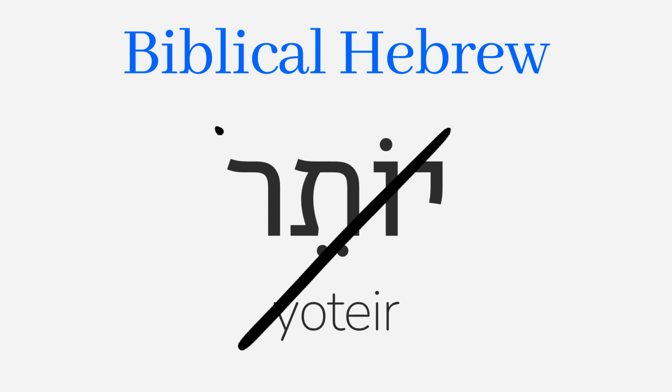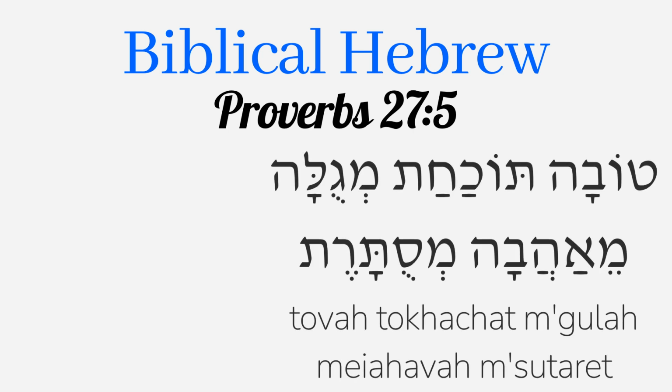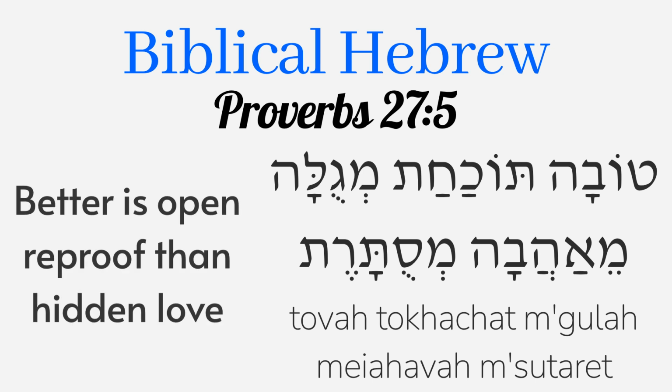In biblical Hebrew, though, the word yoter is not necessary, nor is it used. Proverbs 27:5, for example, says in Hebrew, tova tochachat mugula me'ahava musutaret, which means better is open reproof than hidden love. In biblical Hebrew, comparisons only need an adjective, tova, good, and the preposition me, than, with no need for the word yoter, which means more. Sometimes, you may also see comparisons made without yoter in modern Hebrew.